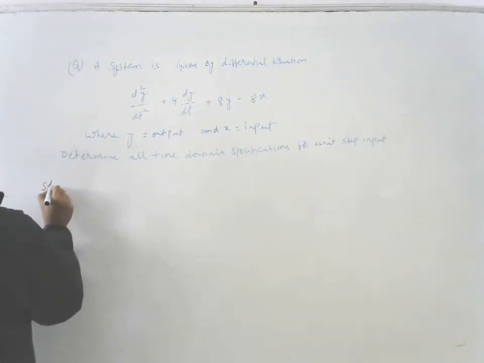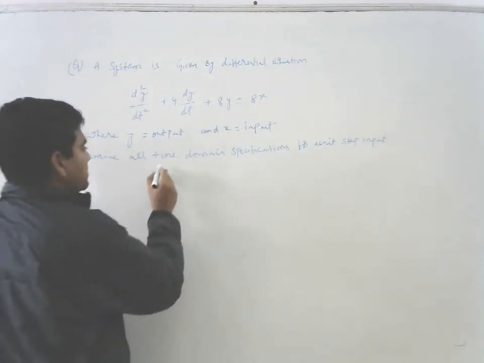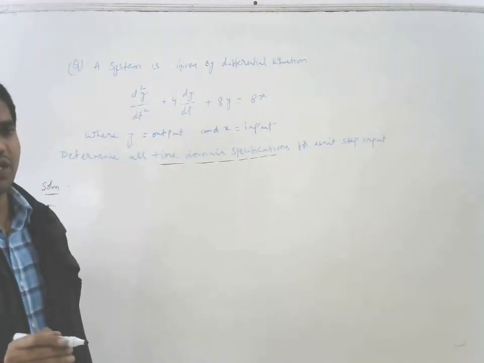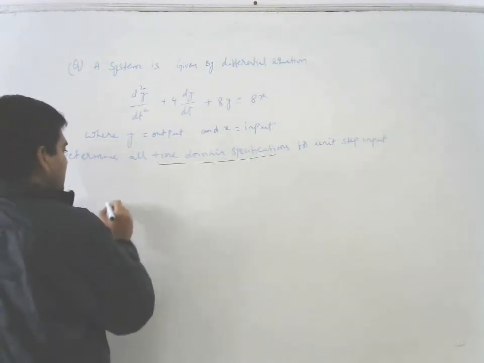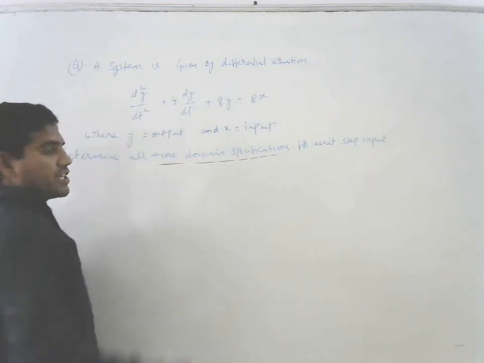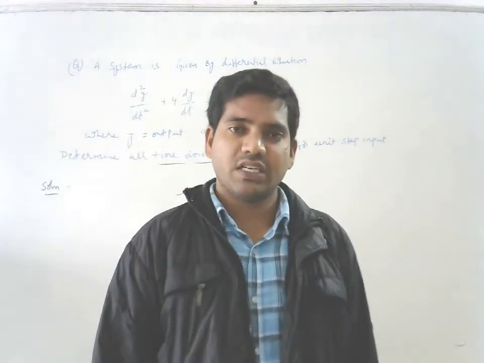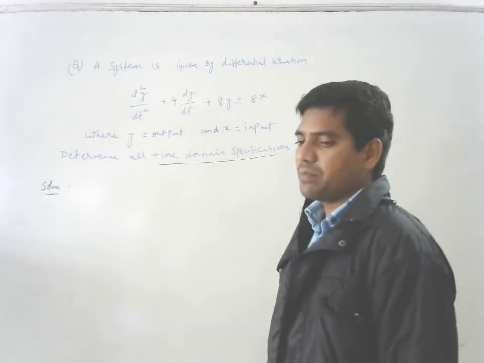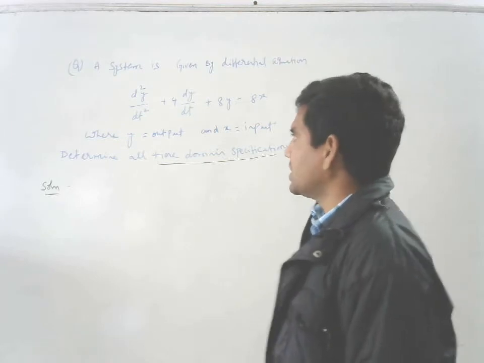Now the solution is that first, to find all the time domain specifications, we require a transfer function. The transfer function is in the S domain, so we need to convert this equation into the Laplace domain, and from that we need to find the transfer function. What is the transfer function definition? Output of the system divided by input of the system. That is, we need to find y of s by x of s.